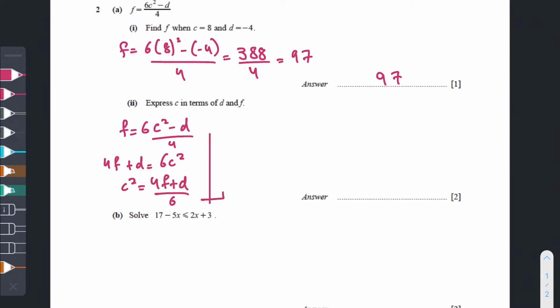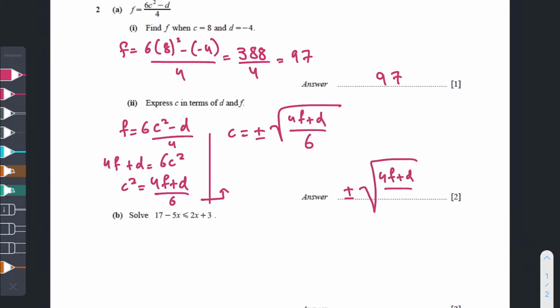Then what you have to do is find the square root of both sides and you get plus minus under root 4f plus d over 6, and this is your answer. Your value of c is plus minus under root 4f plus d over 6.